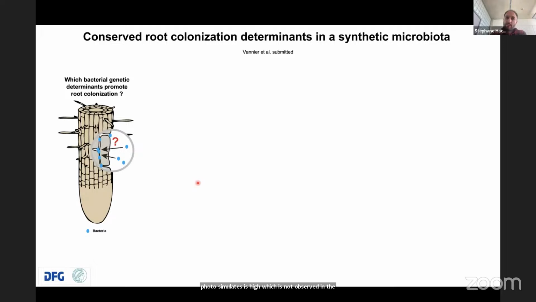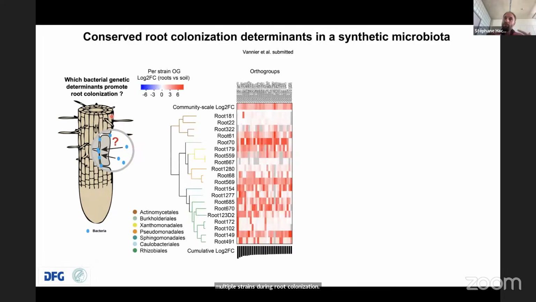So we are not only interested in bacterial inhibitory exometabolites, but also in conserved root colonization determinants that are important for bacteria to colonize plant roots. And this is quite tricky because we want to understand these conserved determinants that are activated by multiple strains during root colonization. And recently, my group succeeded in developing what we call genome-resolved metatranscriptomics that allows us to understand transcriptional reprogramming of individual strains in a microbial community context, and to identify not only strain-specific processes that are activated in roots, but also more conserved mechanisms that are activated here by multiple strains during root colonization.